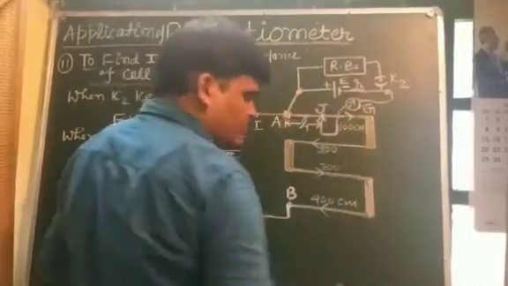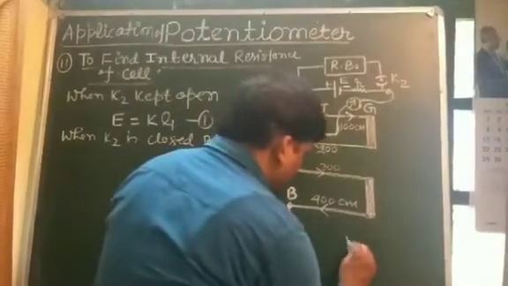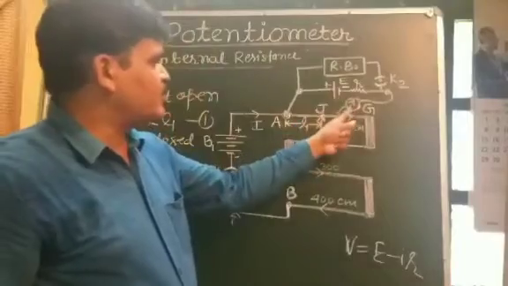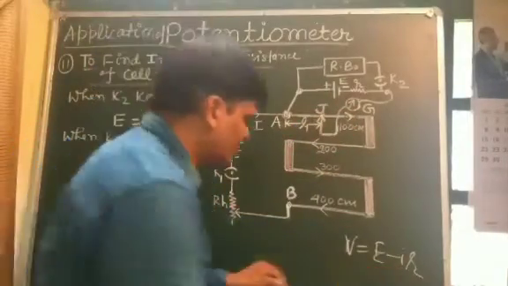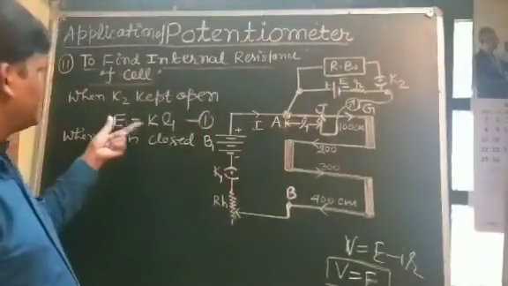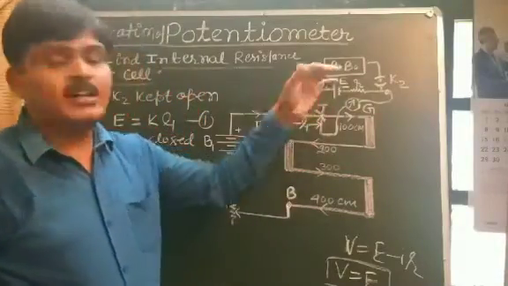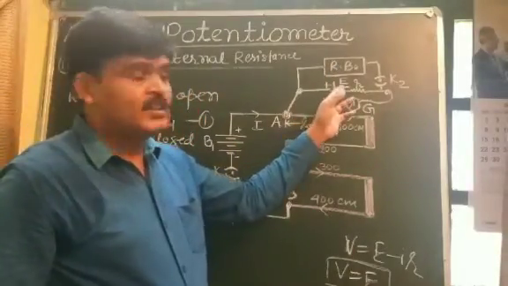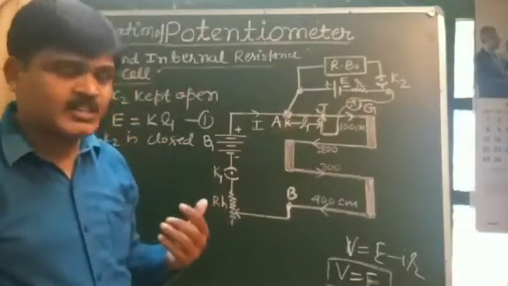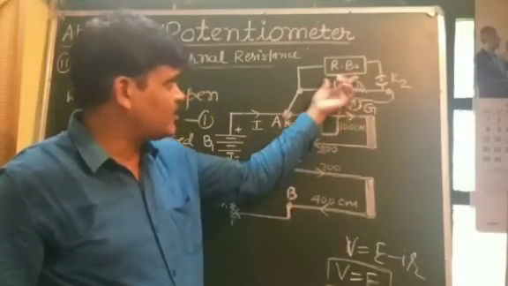Students, you know that when a cell is drawing current, V equals E minus Ir. When no current is drawn from the cell, I equals 0, so V equals E. We found here that V equals E when no current flows. And already you know that when a cell is discharging, current is drawn from the cell.